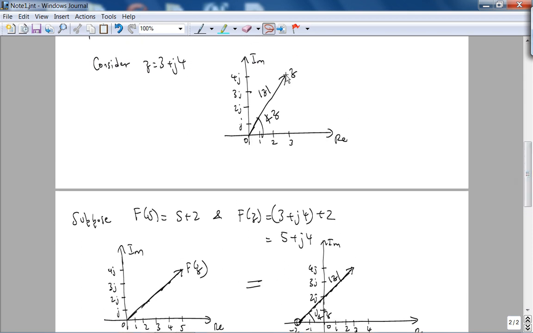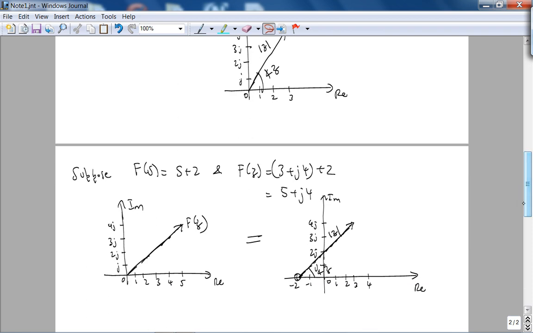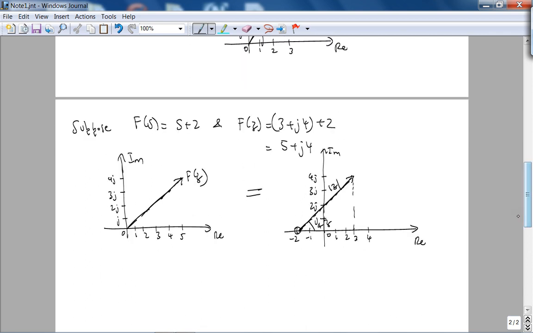But the key difference between this vector and the other, the vector is the same. The key difference is the origin is different, okay? And this allows us to basically encode f of z. So you can see that this is 5, okay? It's 5 units. And this is 4 units.